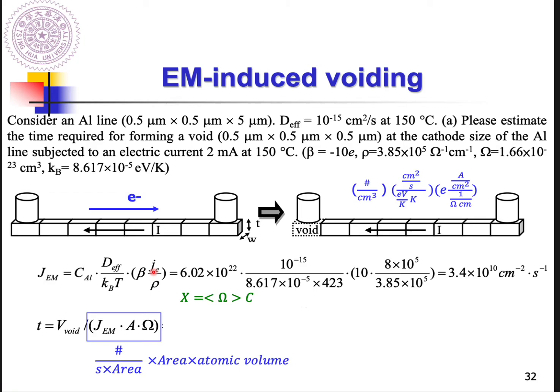And the J current density here, the question only provided the current, so you need to divide it by the area, then you can get the current density. And I put a unit here. And also the rho is the electrical conductivity, and put a unit here. Then I check the unit before I use the calculator to compute this value.